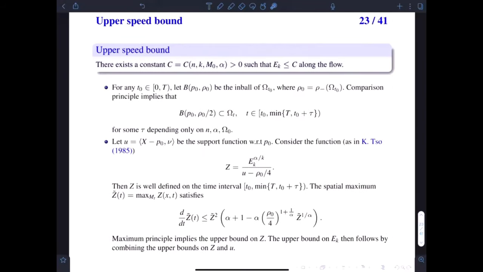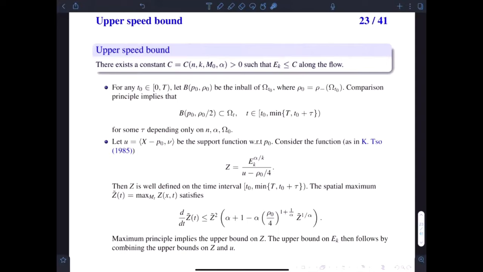The first step, we show the upper speed bound. We show that there exists a constant, uniform and independent of the time, such that the curvature Ek is bounded from above by a constant C along the flow. And this estimate is by a standard argument of Chow.